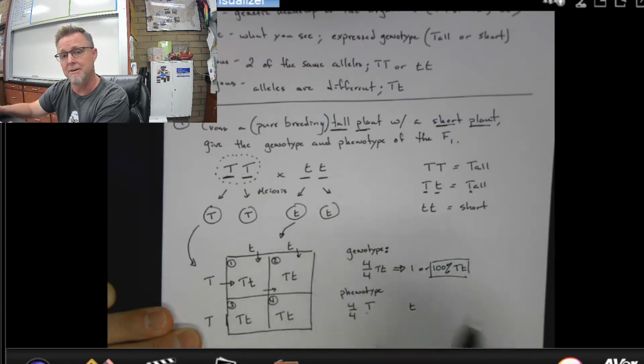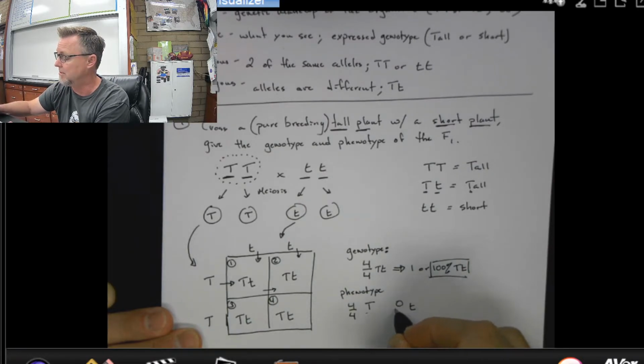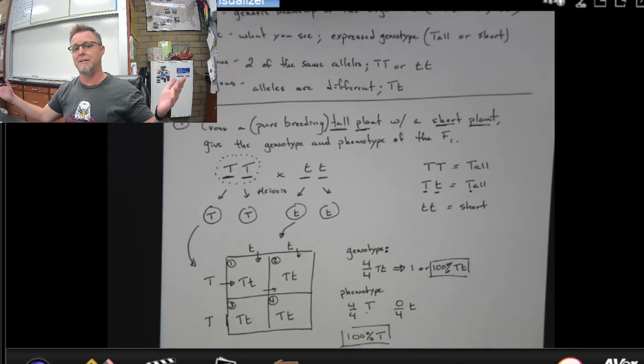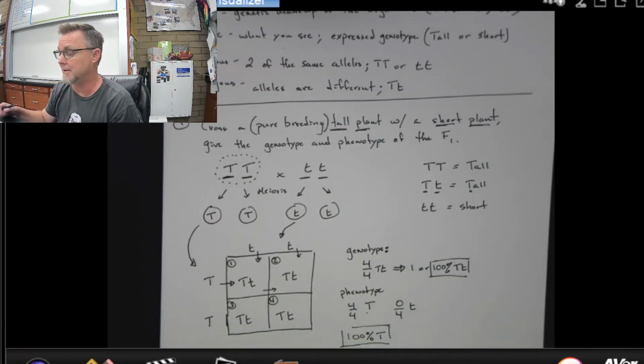Do you have any that are little t, little t? So 0 over 4 little t. Okay, we reduce this and get 100% big T as our phenotype. Easy, right? No problem. All right, so let's go on to the next practice problem.